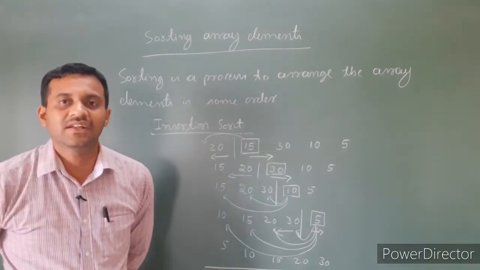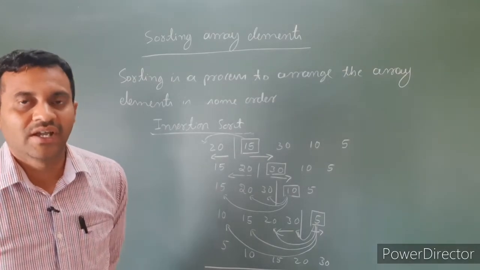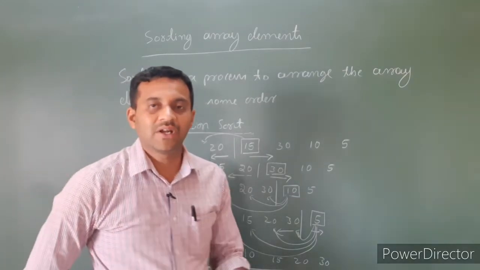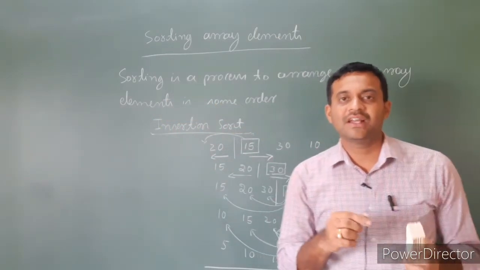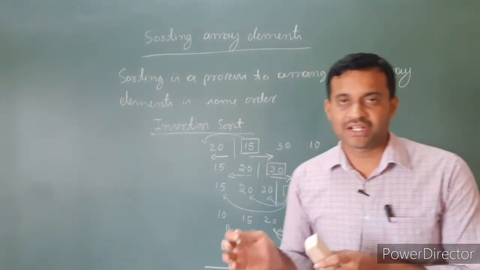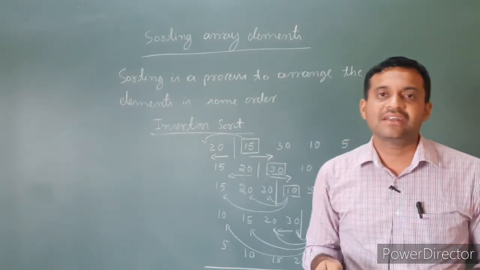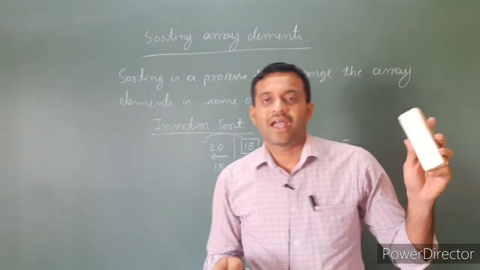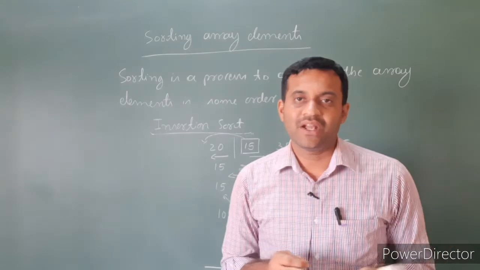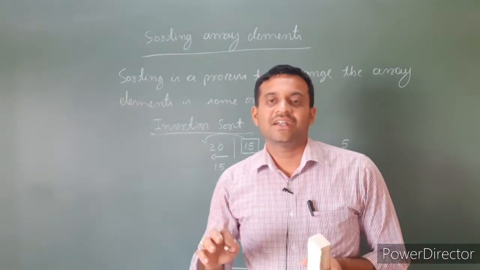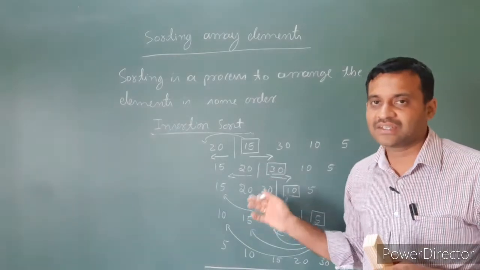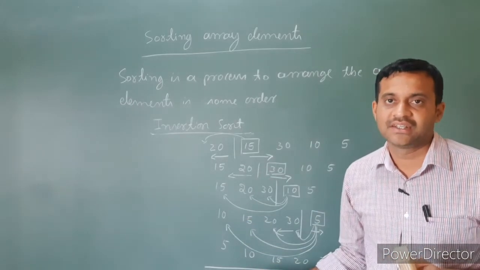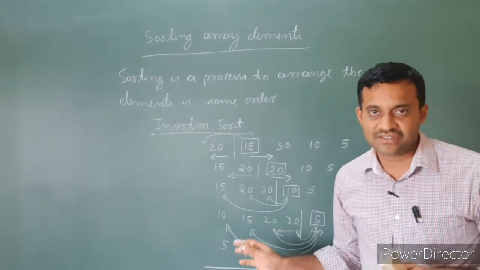So this is the logic in insertion sort. Every time we have to pick the element from unsorted portion, that is the key element. Then key element is compared with the sorted portion element. If it is greater, it is inserted after the sorted element, if it is less, it is inserted before the sorted element. Like this we have to access all the elements. That is the logic in the insertion sort.